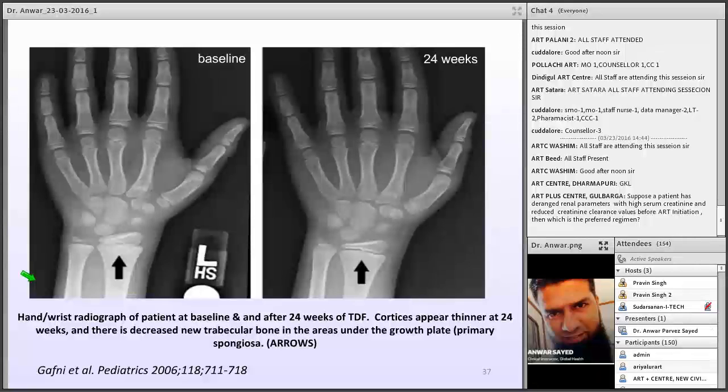Here you can observe this is pre-treatment or baseline, and here you can see the decreased bone mineral density post-treatment after 24 weeks. So the take home is tenofovir should be used with caution, especially in children. Of course, we are not using it here, but at least for the age of 10 or 12 years and more, we use tenofovir.